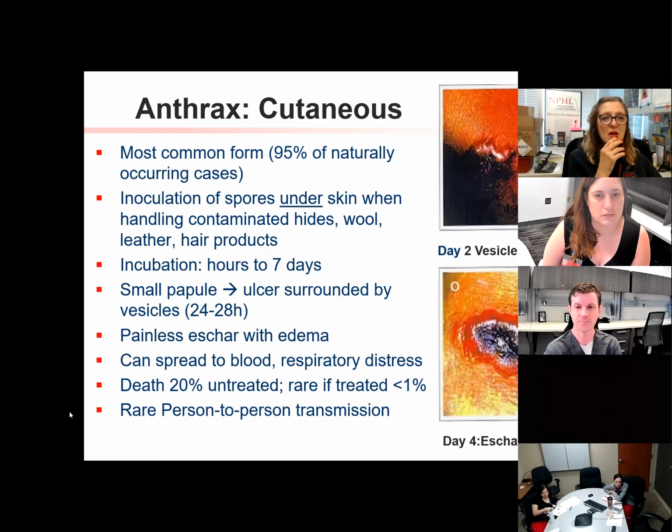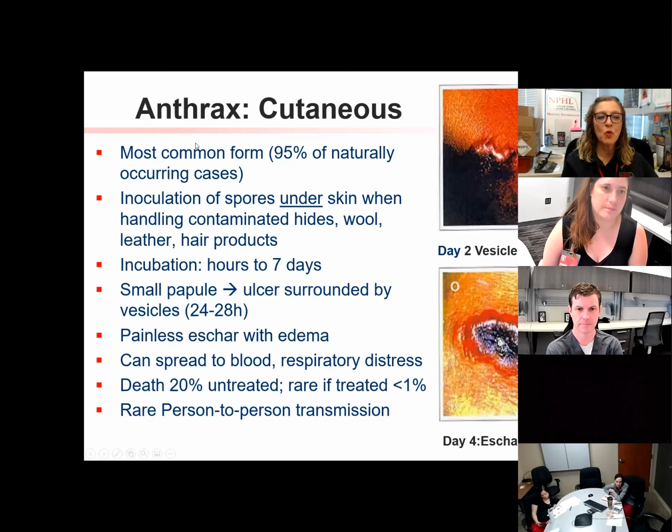Okay, so here is just an example of cutaneous. It's the most common form. You might have a spore, like a rancher who was cutting up a cow and didn't know that the cow was infected, might get it in his skin, especially if he's got cuts in his fingers or his cuticles. These spores will get under the skin and start infecting. We've also seen it in wool and leather, people who work with leather, people who work with contaminated hides.